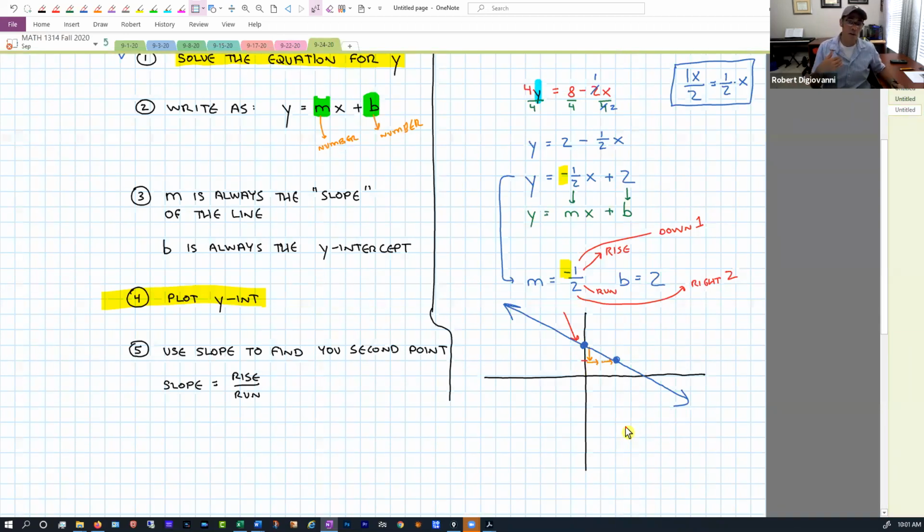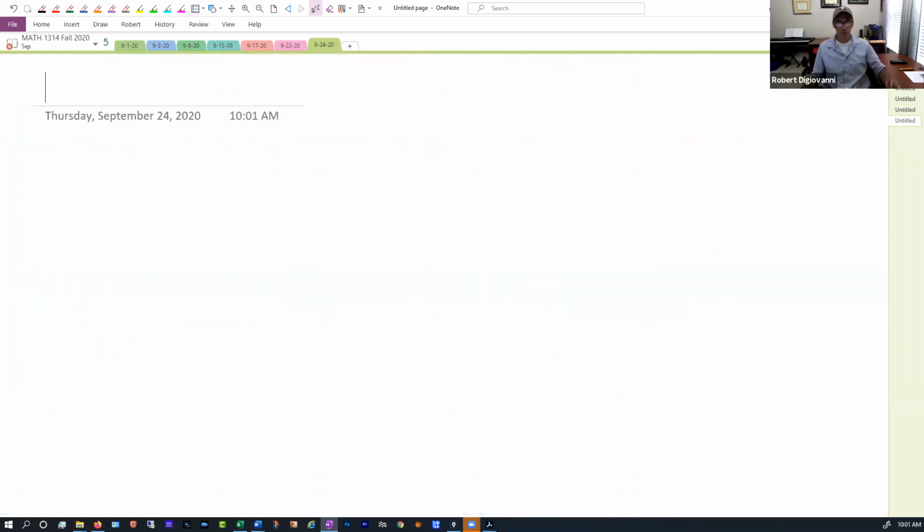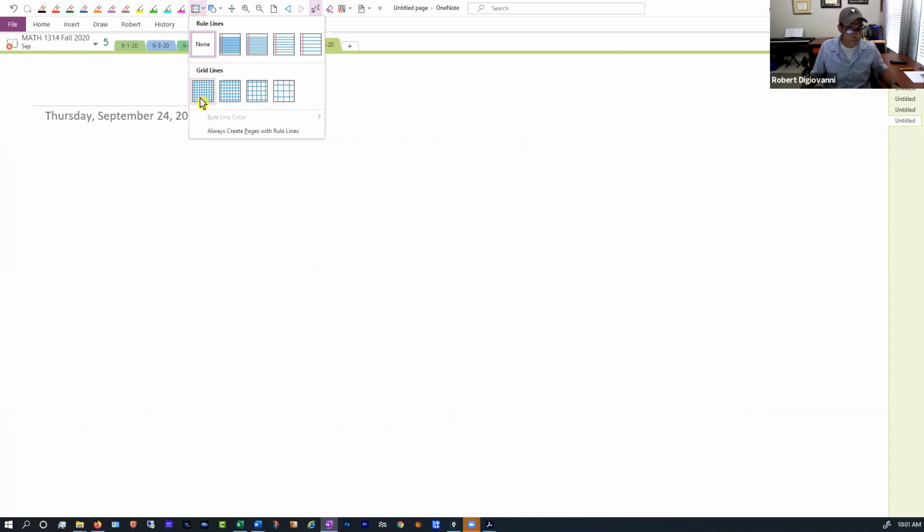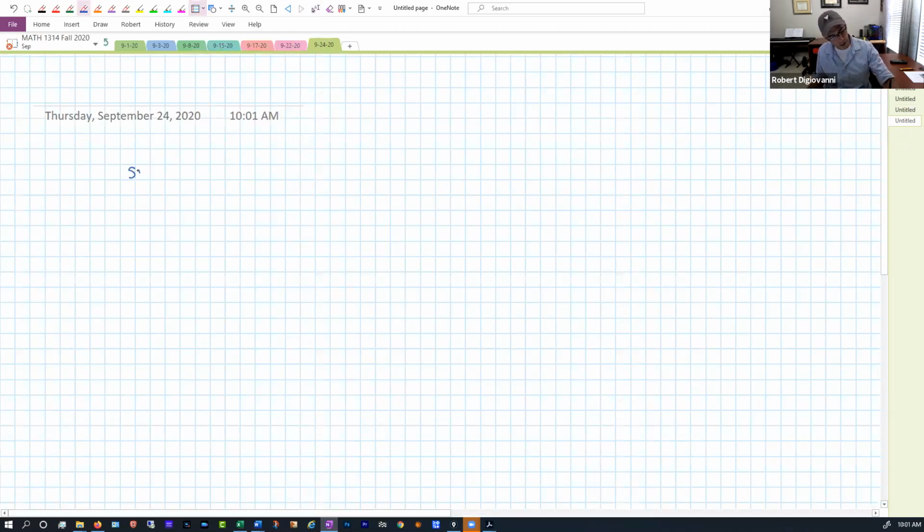So I would argue, I don't know if you would agree with me or not, that this method seems harder for the problem that we just did, right? Like we had to do a lot more steps this way than we did previously. But like I said, it is useful in certain scenarios. So how about this problem? Let's do a new one. Let's sketch y equals 3/5 x minus 3.